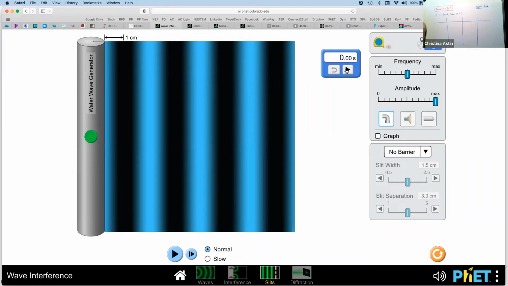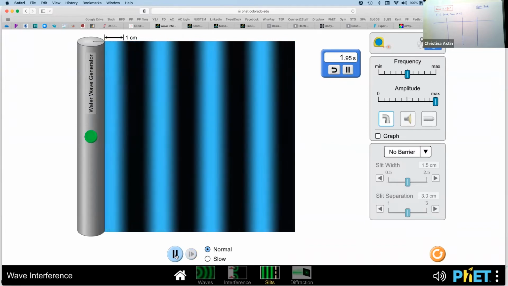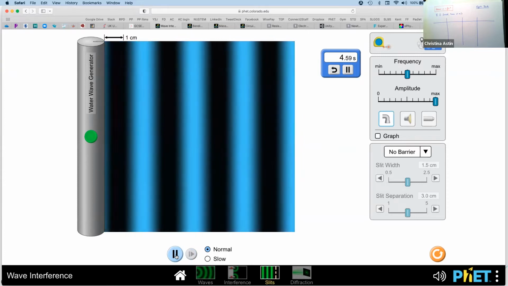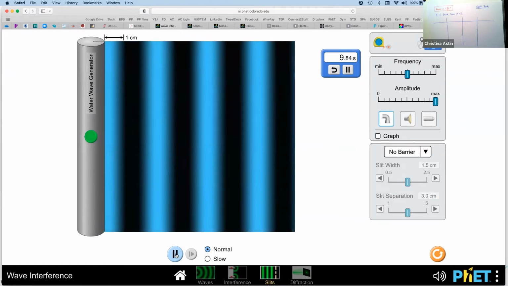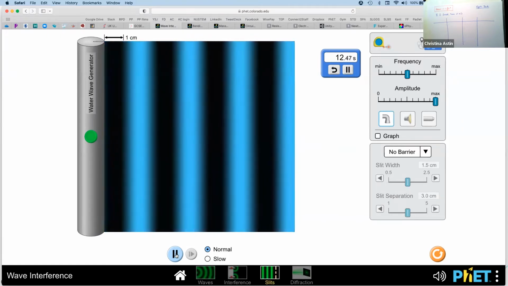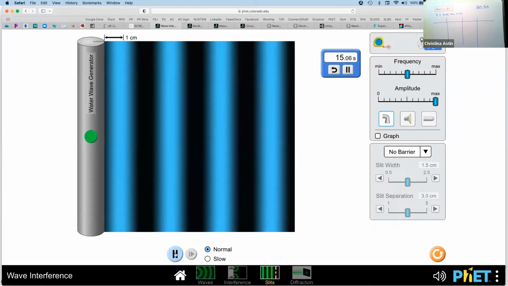What we can do is set the timer going, but as long as the simulation is on pause down here, it doesn't actually time. Then we can time how long it takes, for example, for 10 waves to pass, and we can use that to find the frequency. So let's do that. Let's count 10 waves. 1, 2, 3, 4, 5, 6, 7, 8, 9, 10.